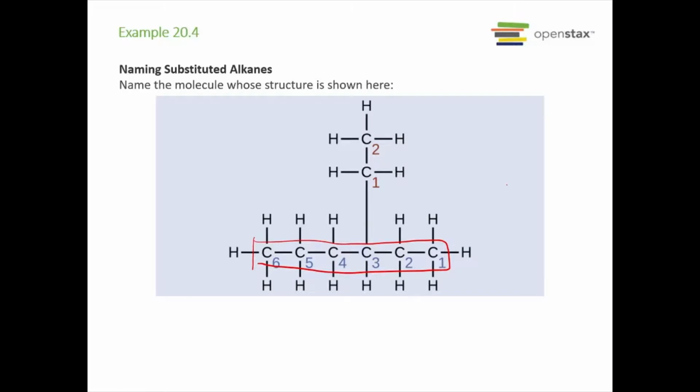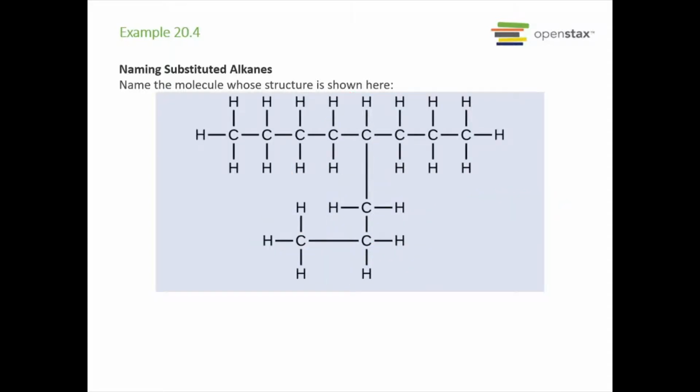Anyway, so we have 6 carbons, meaning we have hex, and they're all single bonded, meaning it's hexane. And then we see that carbon 3 has a 2-carbon alkyl group coming off of it. 2 meaning eth, and since it's an alkyl group, it's a branch, it's an ethyl. So this is 3-ethylhexane. Let me write that prettier. There should not be a space between ethyl and hexane. I'm just bad at spacing my letters. All right.